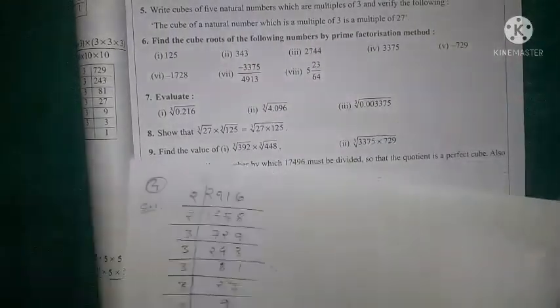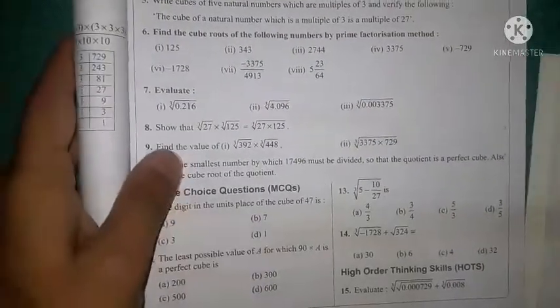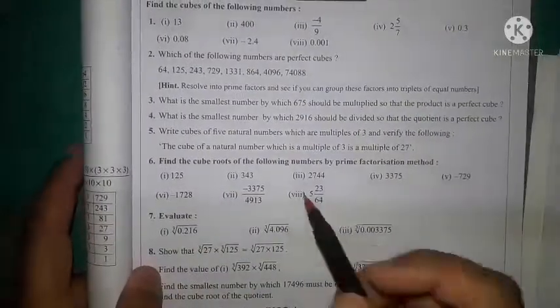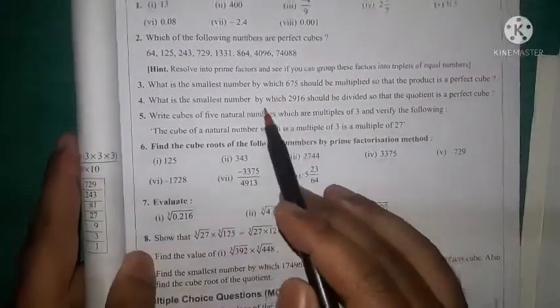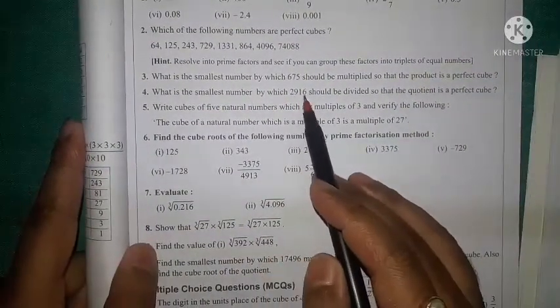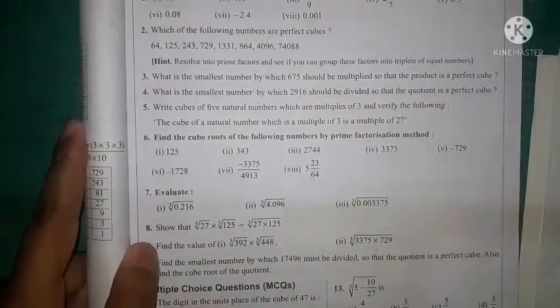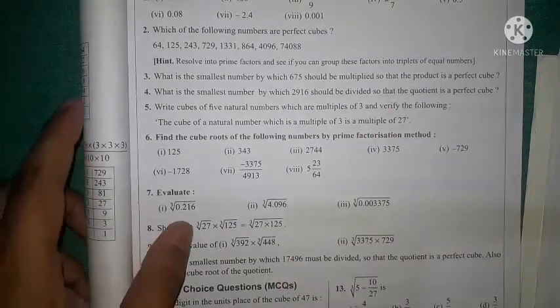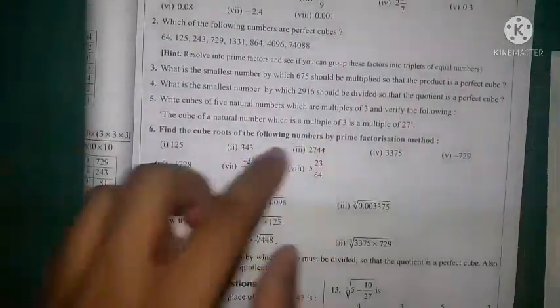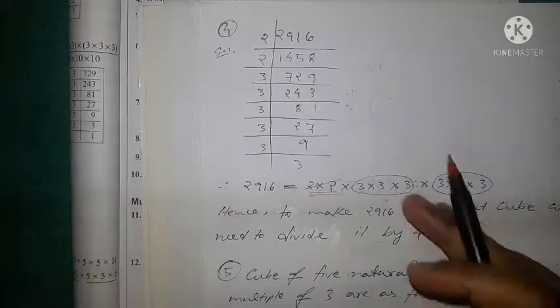Then again question number 4. It is given: what is the smallest number by which 2916 should be divided so that the quotient is a perfect cube? That means it is not a perfect cube, so we need to find the number by which this must be divided so as to make a perfect cube. So let's do the prime factorization of this.